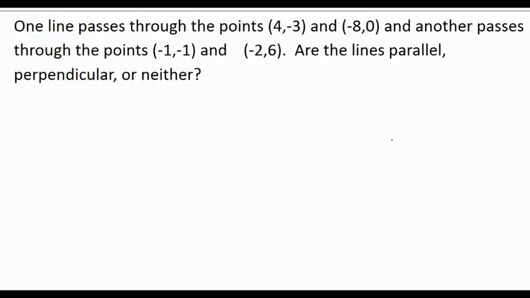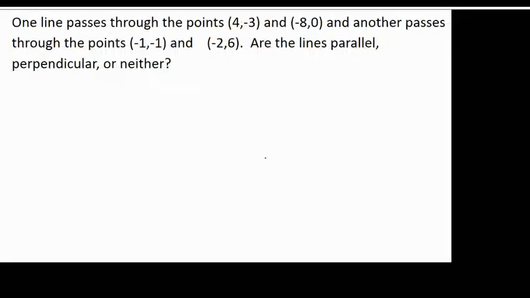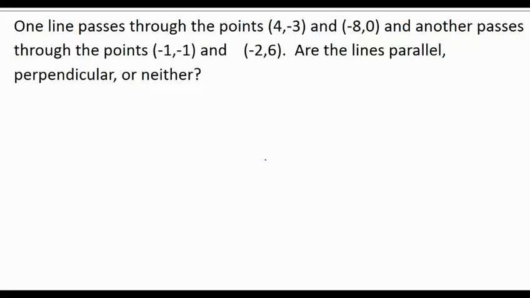So let's answer some questions here. Our first question says one line passes through the points (4, -3) and (-8, 0), and another passes through the points (-1, -1) and (-2, 6). Are the lines parallel, perpendicular, or neither? So to answer this question, we need to know the slopes of the lines. One thing we could do is get a coordinate plane, graph these lines, and find the slopes.